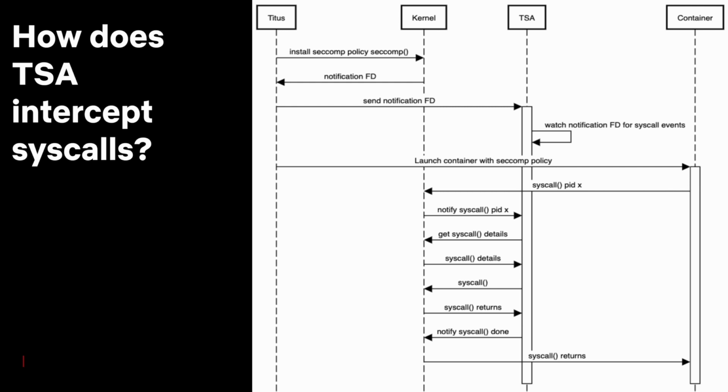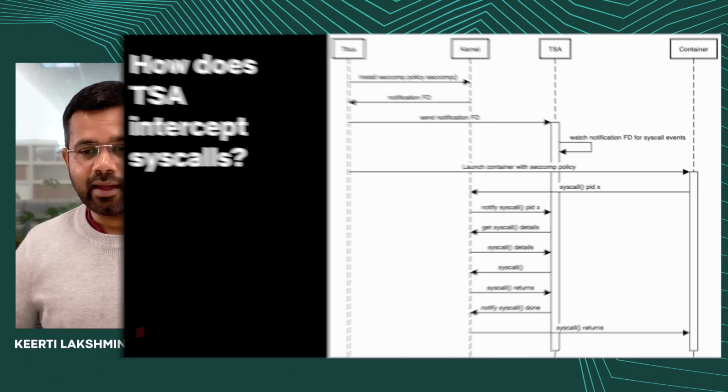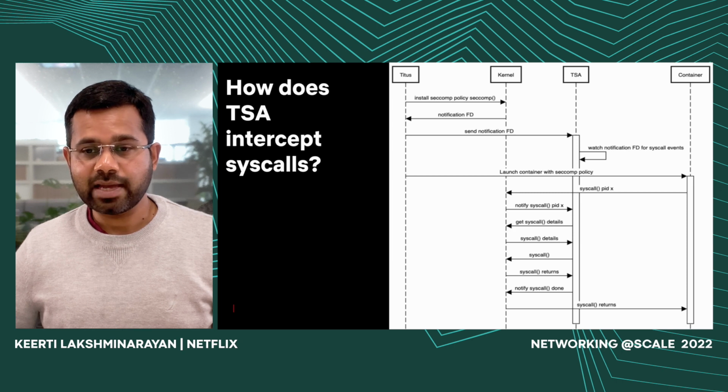This notification file descriptor is sent to TSA, and TSA from then on begins monitoring changes, or rather notifications, to that file descriptor. Each notification is a notification that the container which gets launched with the seccomp policy makes a system call. So whenever a system call is made that matches that filter, TSA gets triggered, and TSA in turn will examine the system call and then will try to extract system call details.